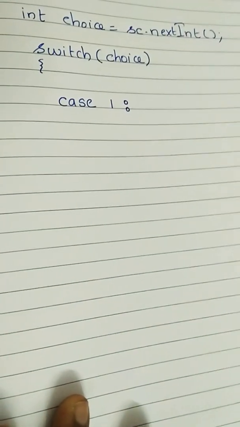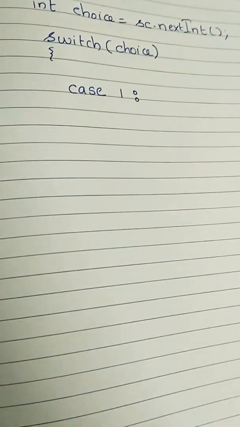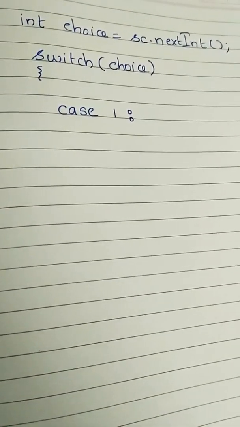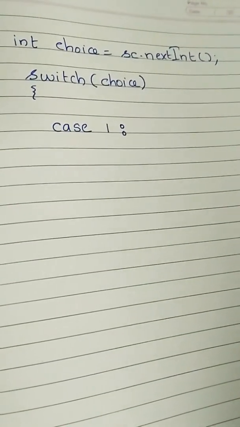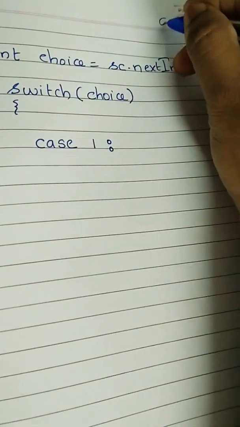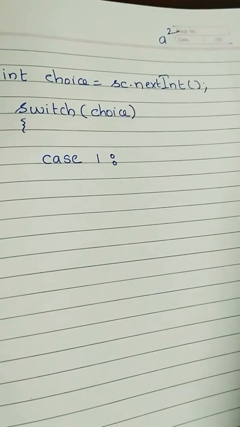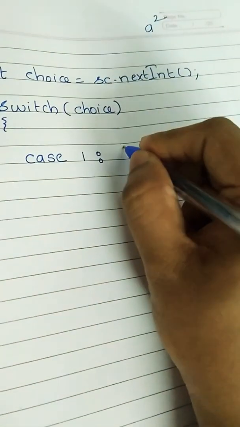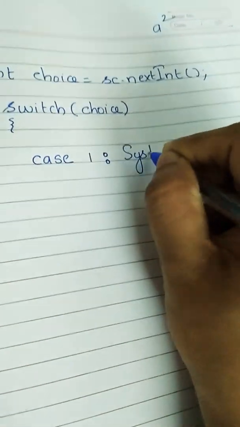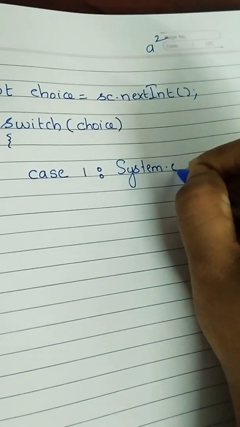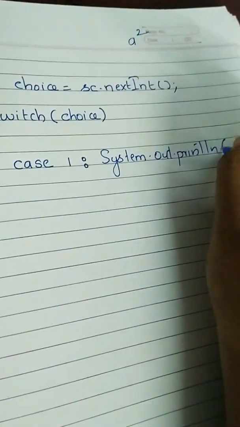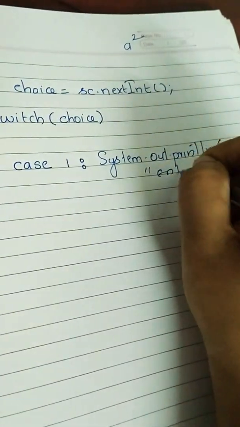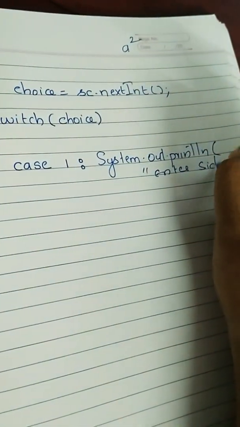So for 1, what do we have to calculate? We have to calculate the area of a square. For the area of a square, we need one side. So I'm asking the user to enter a side. I will write System.out.println enter side. So he will enter the side.